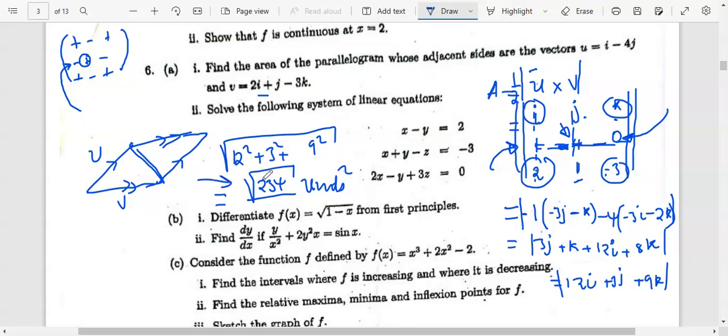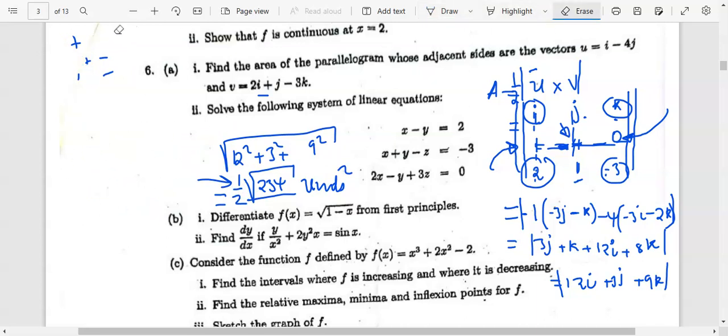All right. Okay, so this is going to be the area, square root of 234 units squared. If it was a triangle, I would have put a half in front here because we get to multiply by half.